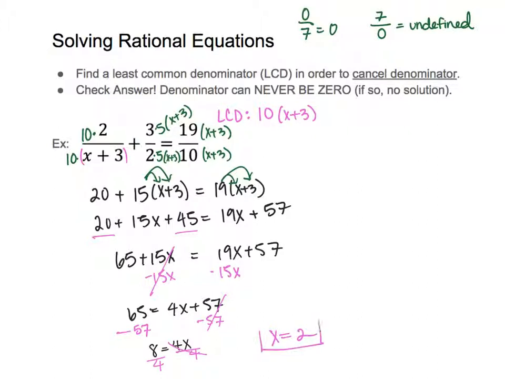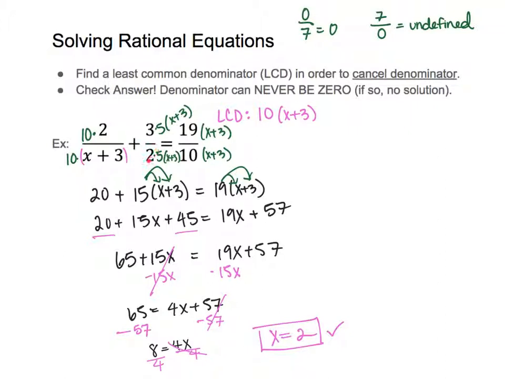But hold up, this is not the final answer, because you got to make sure you check if this causes the denominator to be 0. So when you look back at the original problem, I know it's kind of a mess here. But if you look back, notice that this denominator here had an x plus 3. So if you put in 2 into this x here, 2 plus 3 gives you 5. 5 is not 0, and so in this case, this is a valid solution.